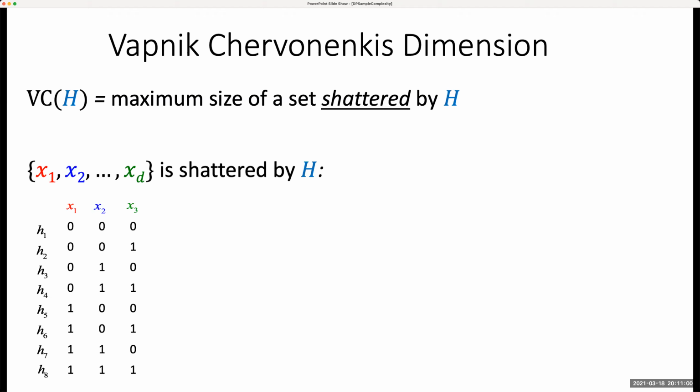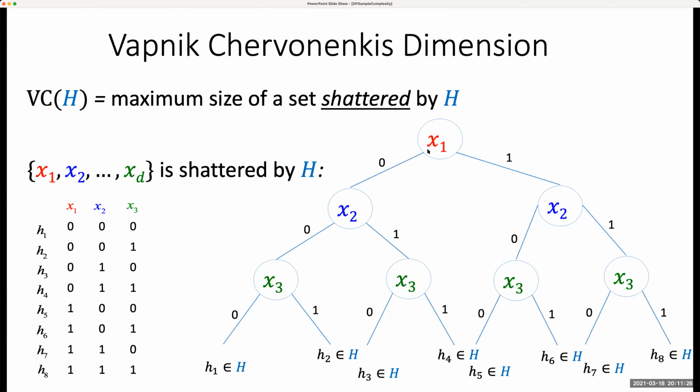Another maybe strange way to phrase it is that if we have this decision tree, where the ith level of the tree is labeled by the variable xi, then once we consider a function h, it defines a path on the tree. Depending on the value of h of x1, you go left or right, etc. So x1 to xd is shattered exactly when every path in this tree is reachable by some function in H.